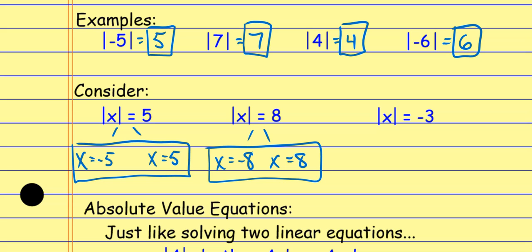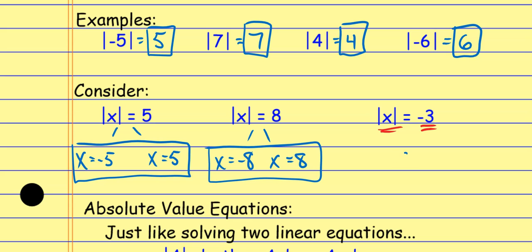And then if I look at this one, it says the absolute value is a -3. Well, this is kind of strange because the absolute value is the distance, and I always measure the distance as positive. Well, here it's saying when is the distance, the absolute value, when is the distance negative? Well, we never measure distance that way.